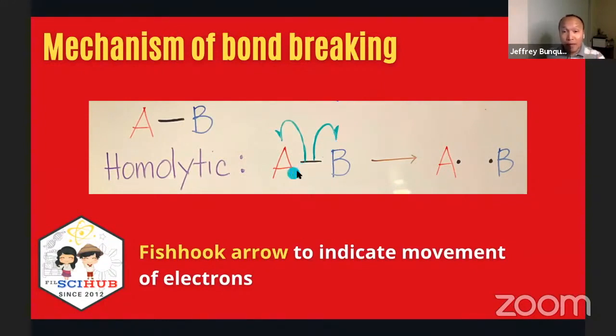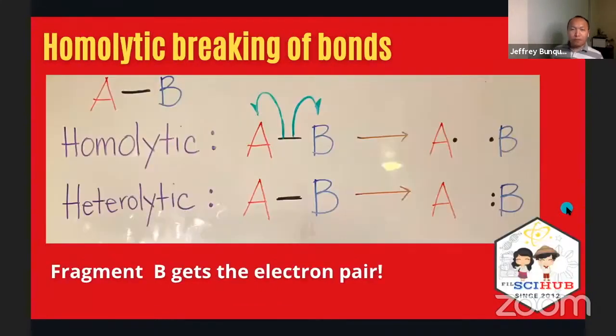So atom A and atom B, forming two radicals. So yan po ang homolytic bond cleavage. Okay, ito naman po ang heterolytic cleavage.